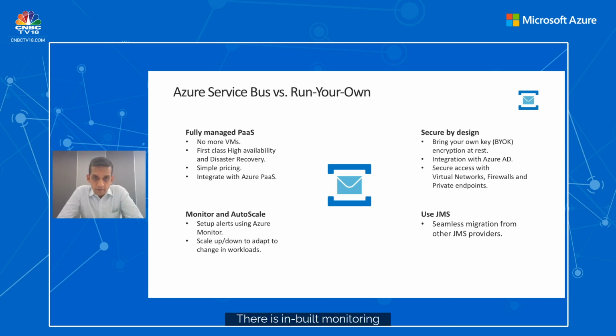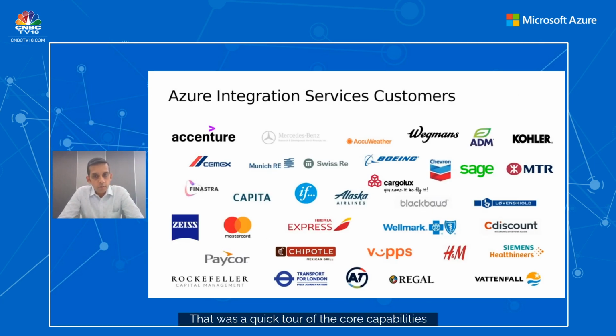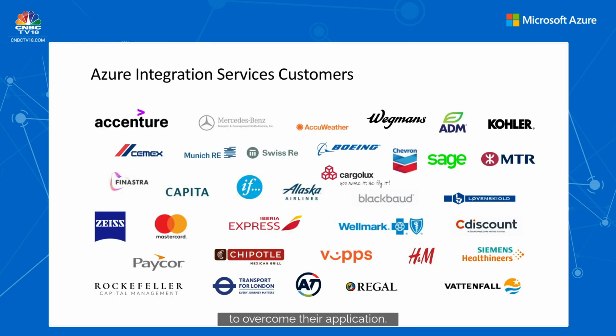There is inbuilt monitoring to monitor the message throughput as well as the success and the failure. It is secure by design. It supports TLS-based security. It supports encryption of data at rest as well as during transit. Finally, it also supports the JMS messaging standard, which is becoming an industry standard. That was a quick tour of the core capabilities within Azure Integration Services. There are thousands of enterprises around the world that use Azure Integration Services to overcome their application integration challenges.